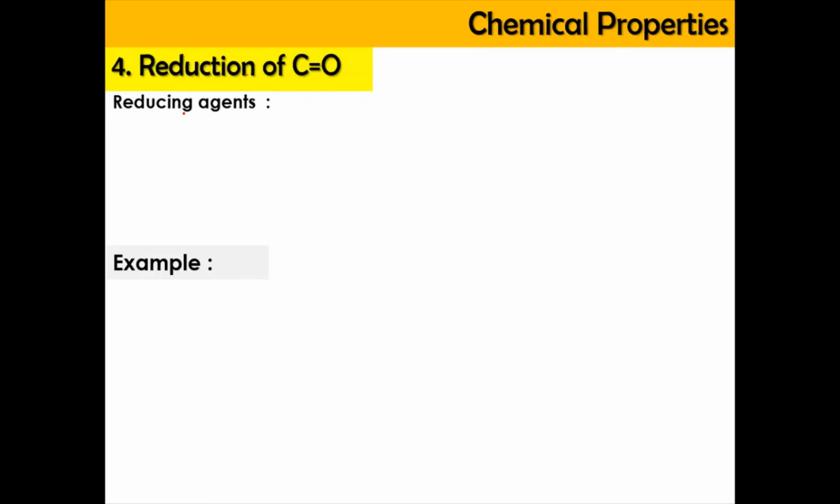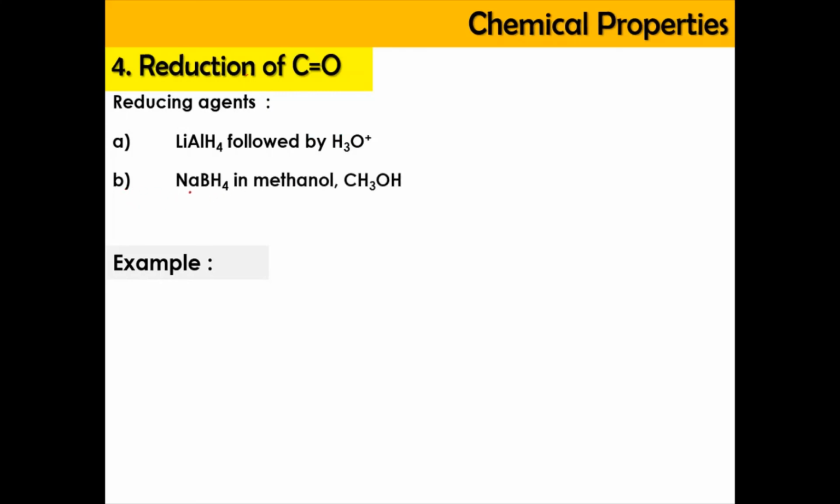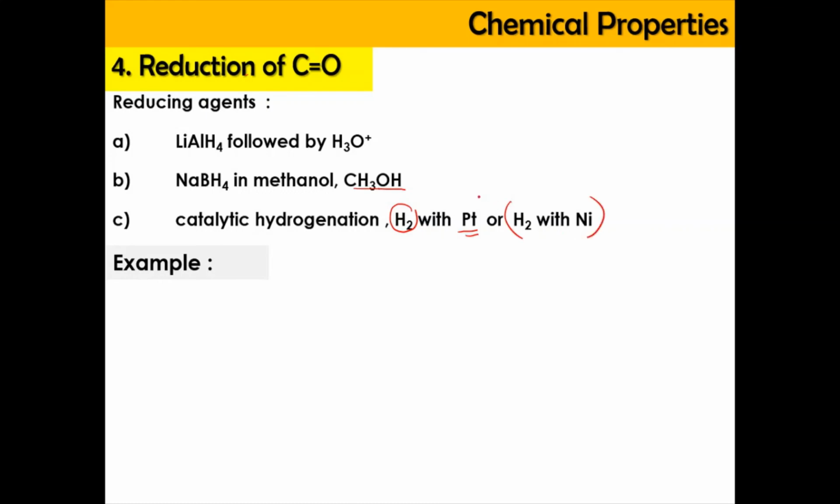Now, we're going to look into the reduction of the carbonyl group. Reduction can happen when there is a reducing agent, for example, lithium aluminum hydride followed by H3O plus, or hydrolysis with water. Second, we have sodium borohydride in methanol, which is CH3OH. And the third is catalytic hydrogenation, where we use hydrogen in the presence of a catalyst, which is platinum, or hydrogen with nickel. The other metal that you can use is platinum, which is also okay. Alright, so there are three options for the reducing agent.